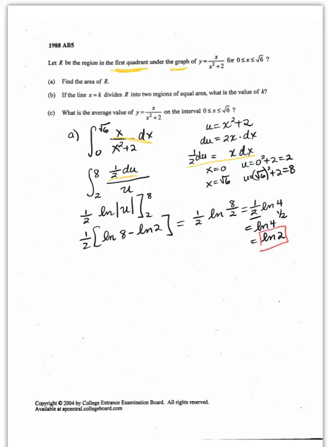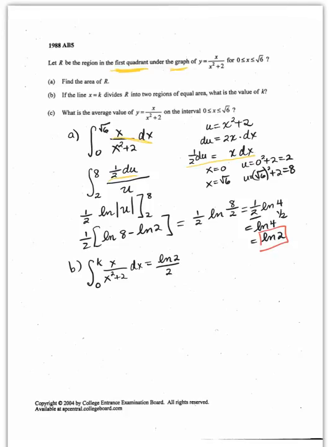So let's look at part B. In part B, it says, if x equals k divides region R into two regions of equal area, what is the value of k? All right, now this was a very different question. So to approach it, we know that the integral from 0 to k of the same function would be 1/2 of the answer above, which is ln of 2 divided by 2.